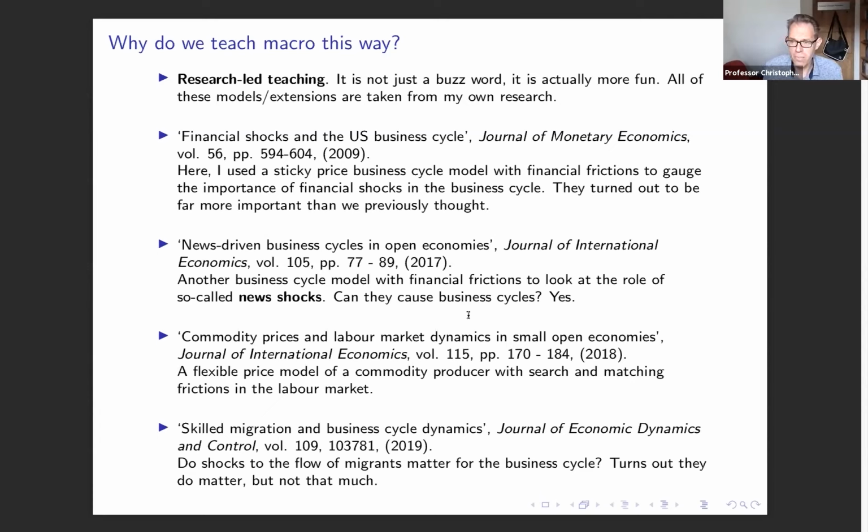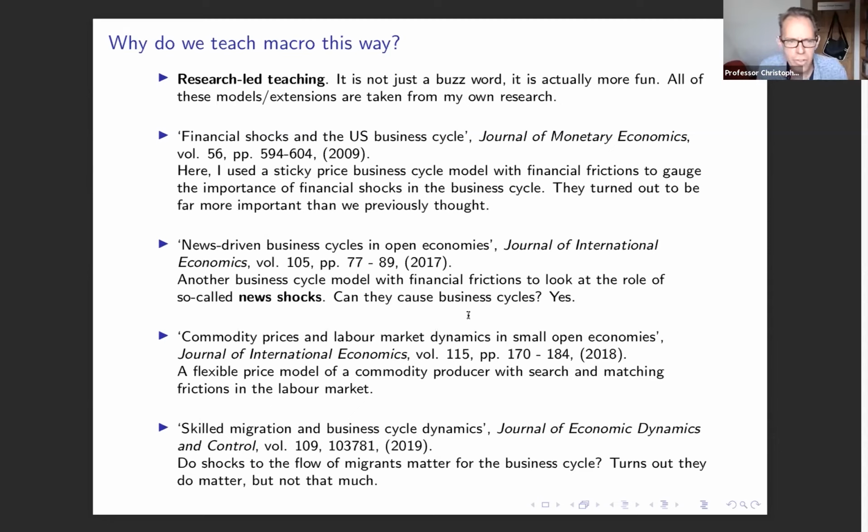And then another paper using a similar framework looked at skilled migration and business cycle dynamics. So what happens in the RBC type model when there is a shock to the flow of migrants coming in or going out of the country? What are the dynamics implied by this? Because if you think of migration, migration is a sort of labor supply shock. How does that affect the economy?